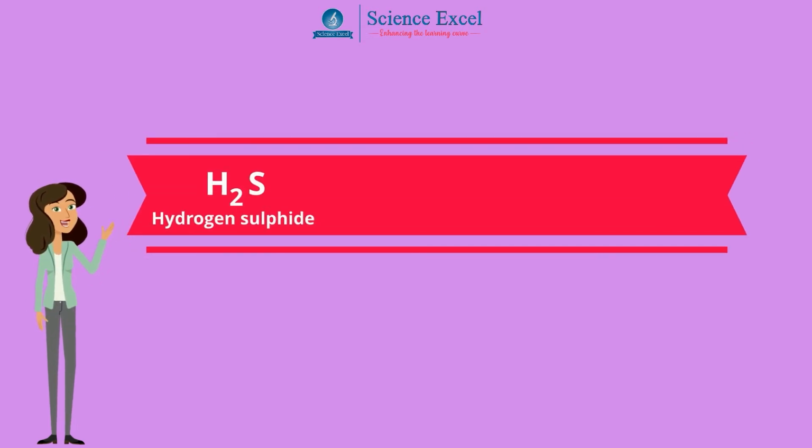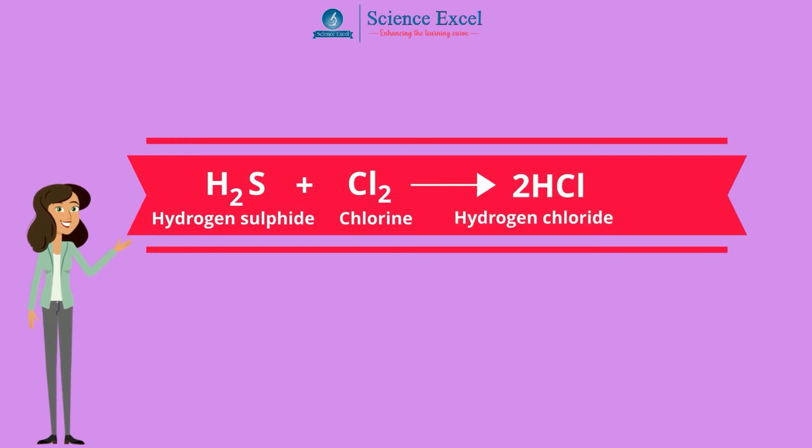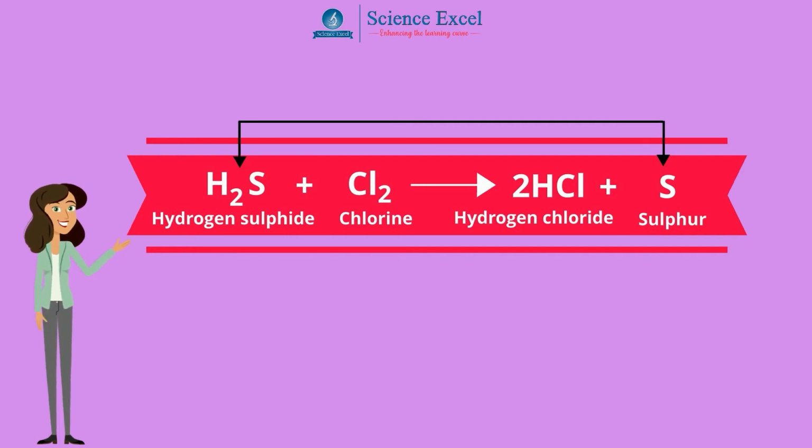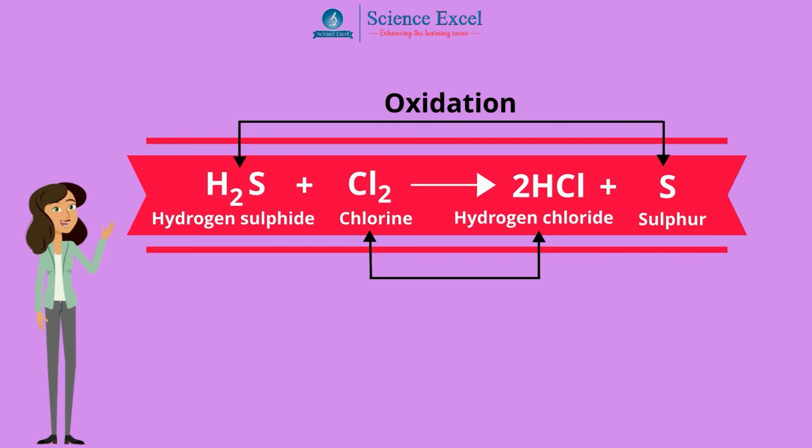Hydrogen sulfide gas reacts with chlorine and forms hydrogen chloride and sulfur. In this reaction, hydrogen sulfide is converted to sulfur. Here, hydrogen was removed. So, this is an oxidation reaction. Whereas, chlorine gets converted into hydrogen chloride. In this case, hydrogen is added. So, this is a reduction reaction.